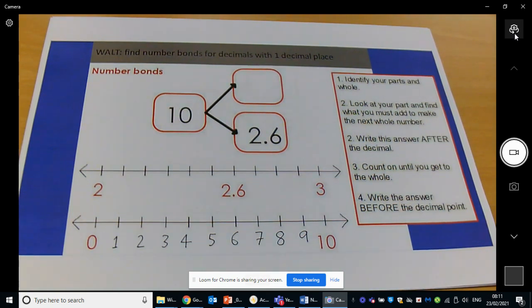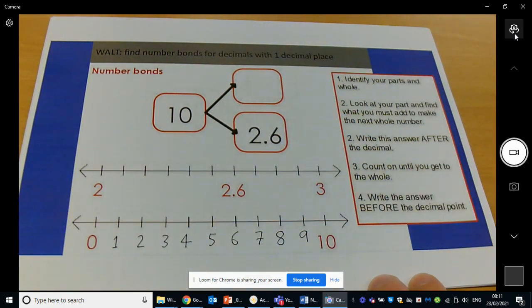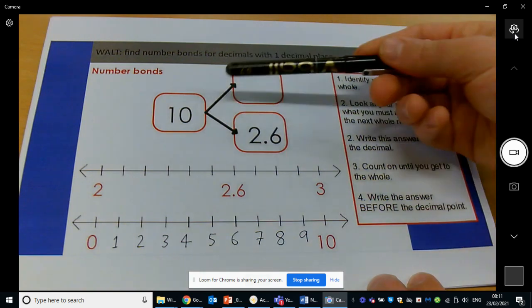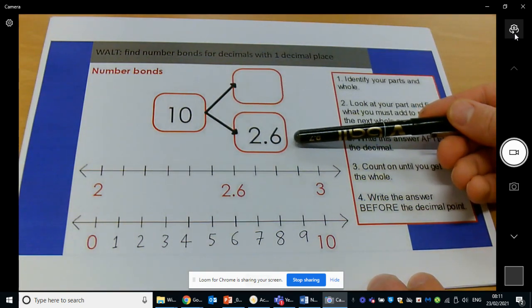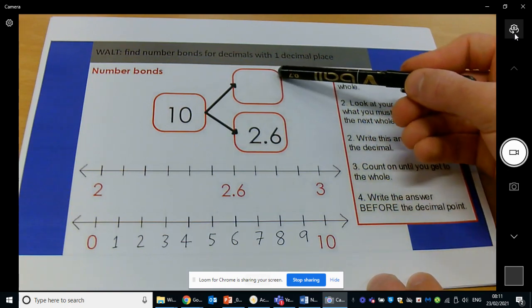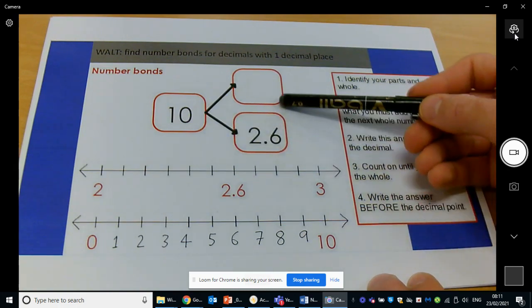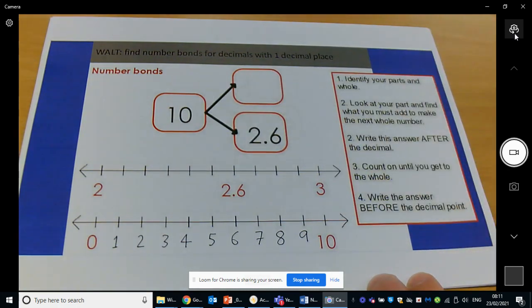So this is where our number bonds come in really handy. So here we have a whole, which is 10, which has then been split into two parts. Now, one of those parts is 2.6. The other part we don't know. So we need to find out what other part plus 2.6 can be added together to make the whole, which is 10.